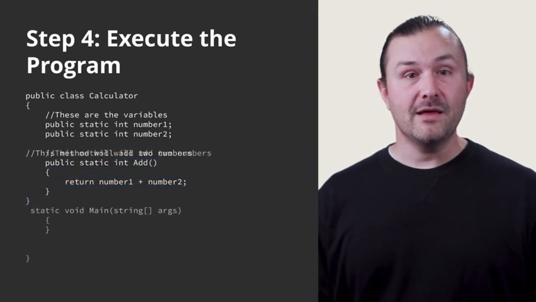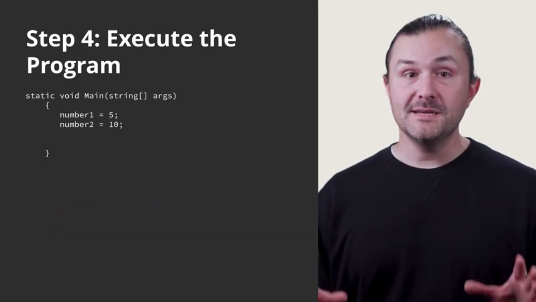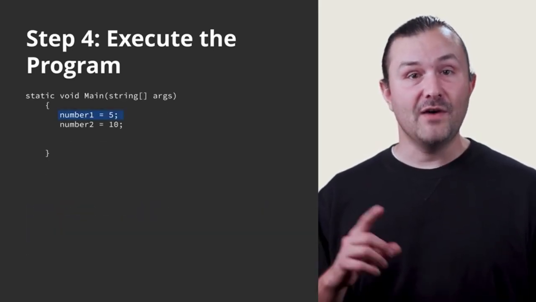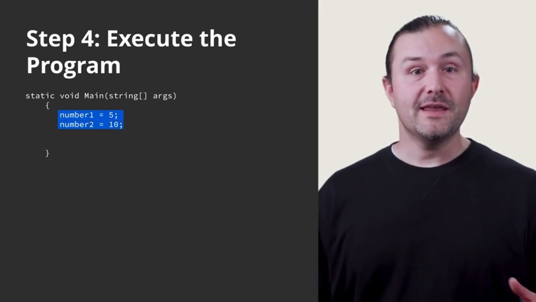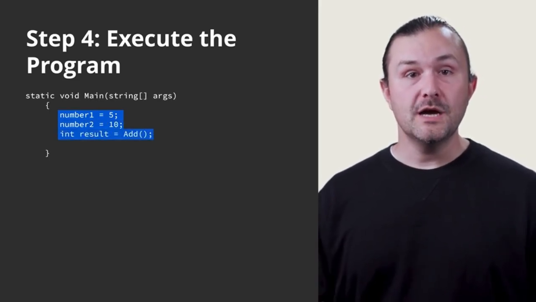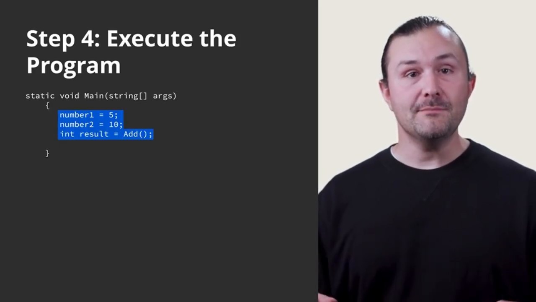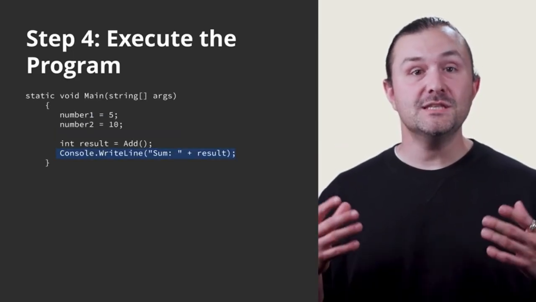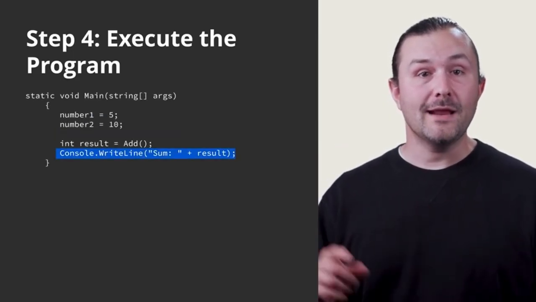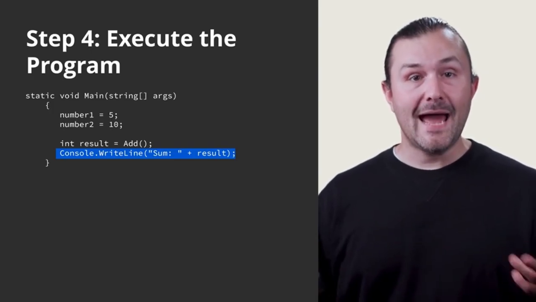We've written the main method, which, remember, is the starting point of the program. This method is quite simple. In this method, I assign 5 to the number1 variable and 10 to the number2 variable. Then I created a variable called result to store the return of the add method. And I called the method immediately by saying add and these parentheses. Then I went ahead and used this statement, Console.WriteLine, passing the concatenation of sum and the result from the add method.